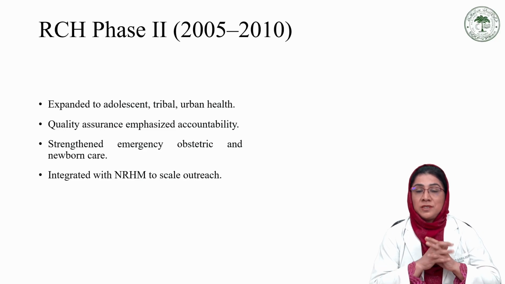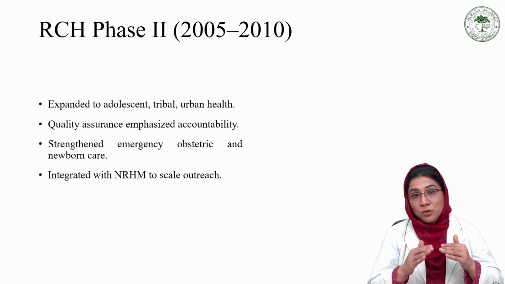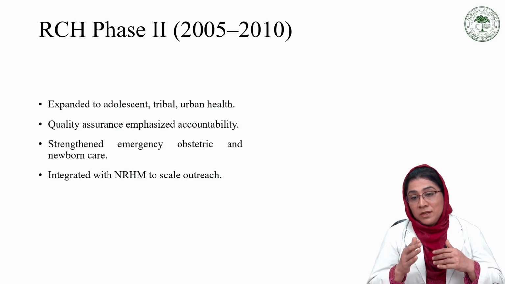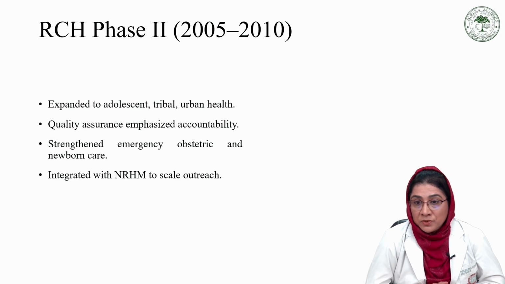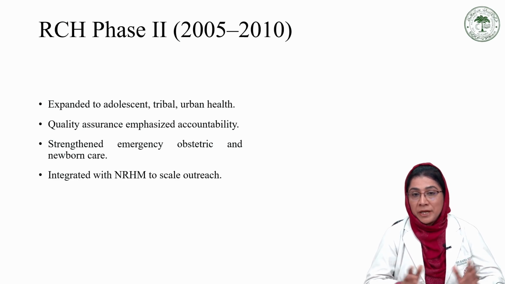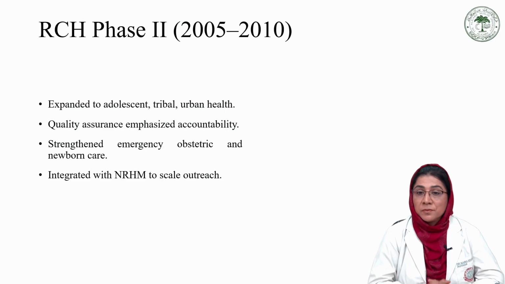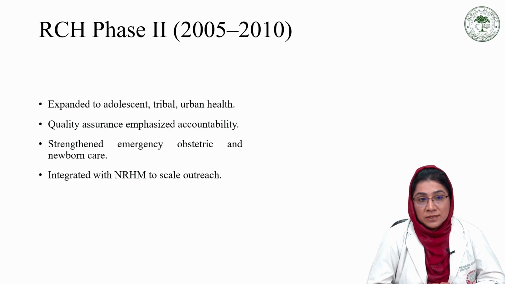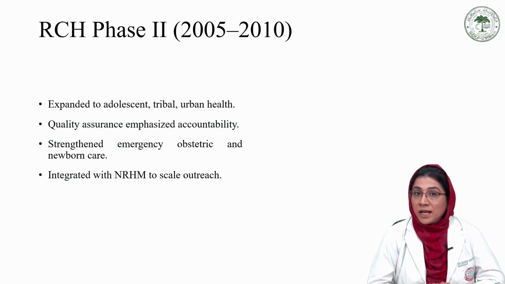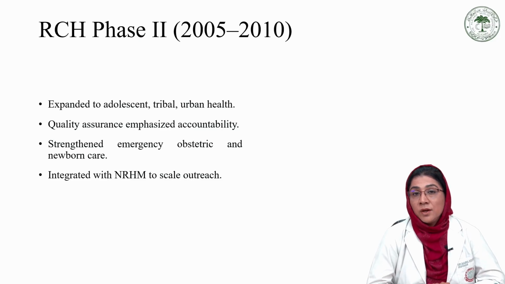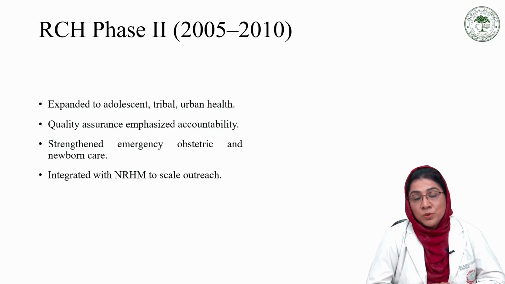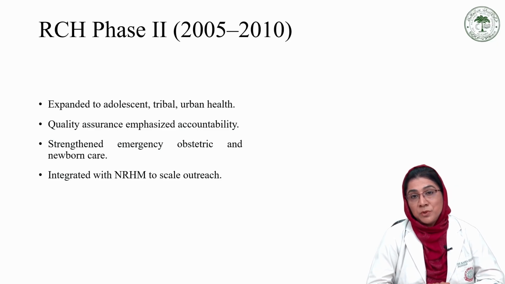Now, phase 2 of RCH. It broadened the lens to include adolescents, tribal, and urban health while strengthening quality assurance. Emergency obstetric and newborn care networks were expanded and linked to referral systems. Monitoring frameworks created clear accountability for results. Convergence with the National Rural Health Mission increased resources and reach, of course. The overall direction was towards more inclusive and reliable services. This set the stage for the life course approach that followed.